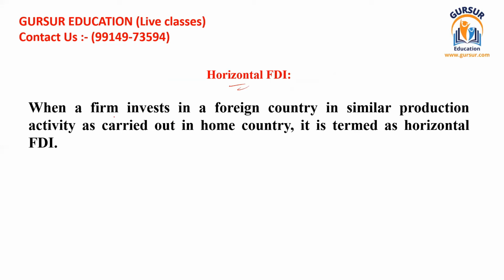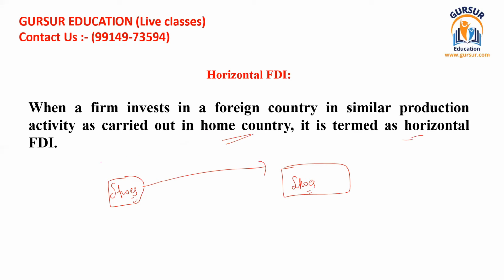What is that? When a firm invests in a foreign country in a similar production activity, like in your home country, you were manufacturing shoes, you are making investment in the similar kind of industry in a foreign market, the shoemaking industry. So if you make the investment for the similar production activity carried out in your home country, this is known as horizontal FDI or foreign direct investment.